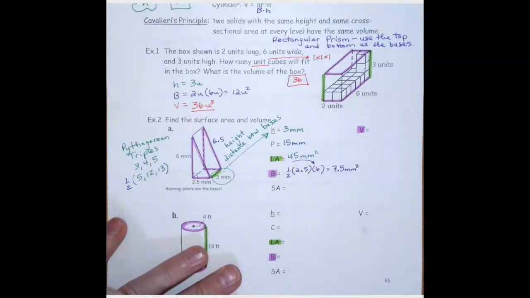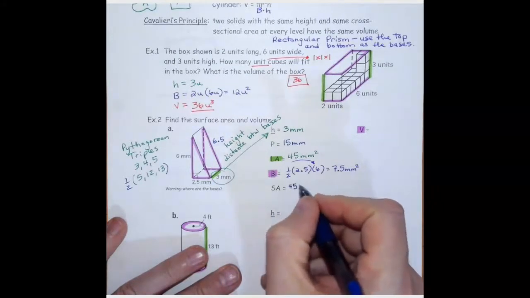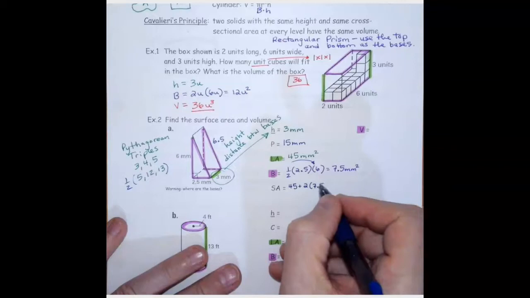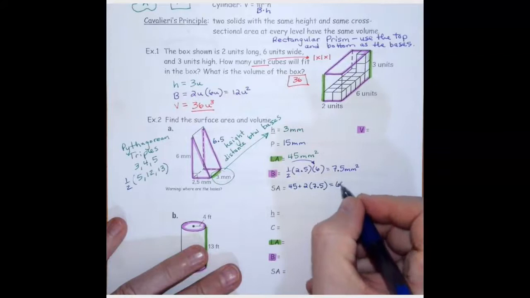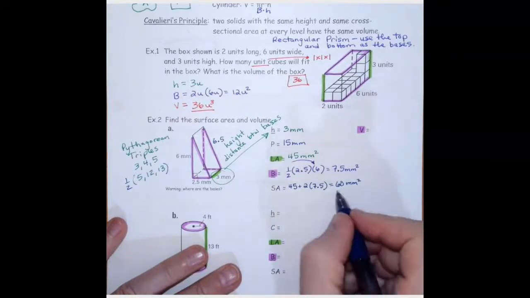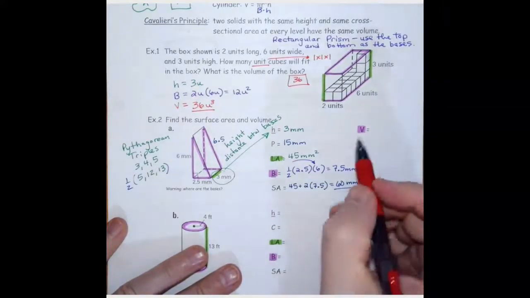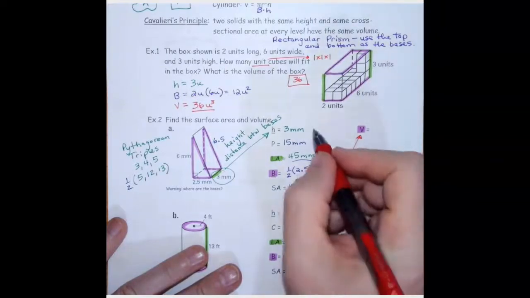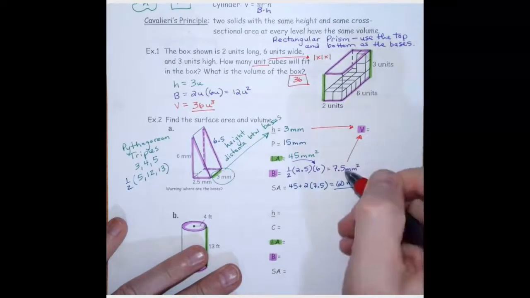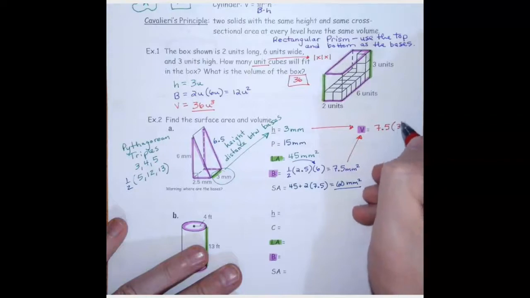That's millimeters squared also. Now, going for our surface area here, that's going to be 45 plus 2 times 7.5. So 2 times 7.5 is 15, so that's going to be 60 millimeters squared. Okay? Now, when we move over here to find the volume, remember the volume is the base area times the height. So it's going to be these two things. So the base area is 7.5 and the height is 3.